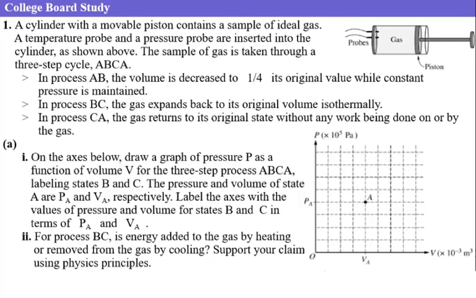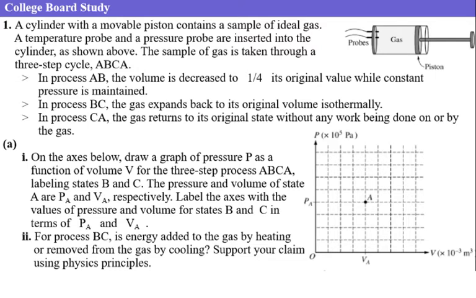This is another question from AP Physics, from College Board, from AP Physics study guides. And I have a link or problem for you under FRQs for quizzes. So the problem states a cylinder with a movable piston contains a sample of ideal gas.